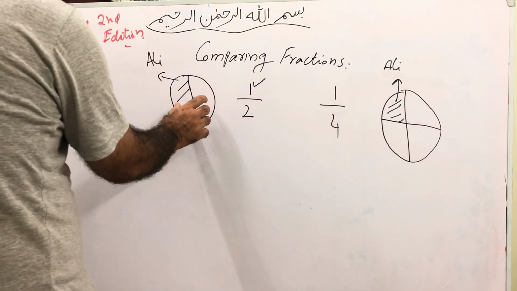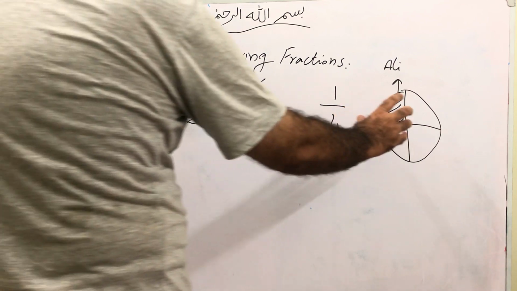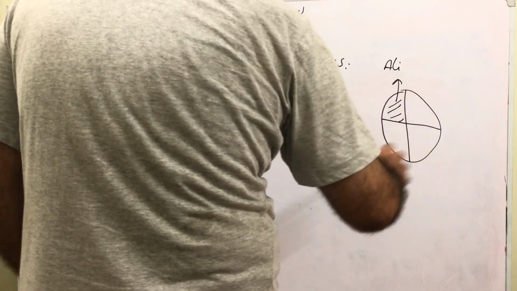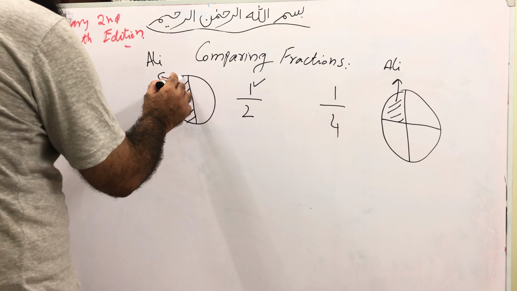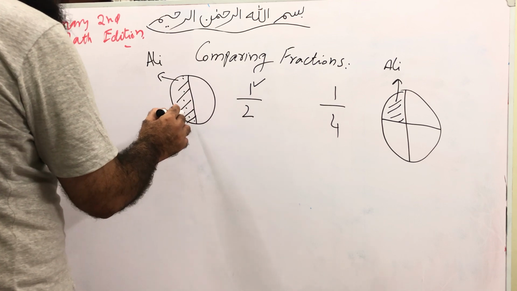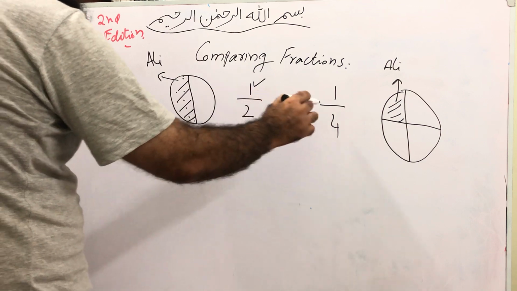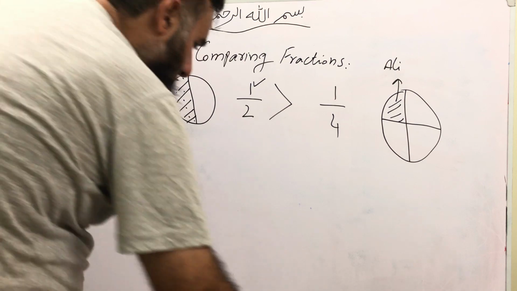Here the parts are bigger, only 2 parts, so bigger parts. Here parts are 4, more parts, so 1 part will be small. So if he eats, Ali will be eating a big slice of pizza here. Then it means 1 over 2 is greater than 1 over 4. Hope you understand this concept.